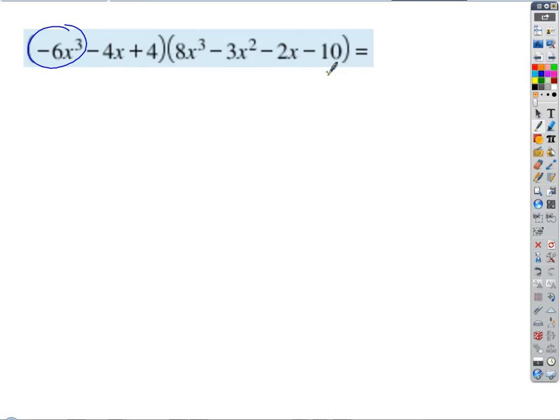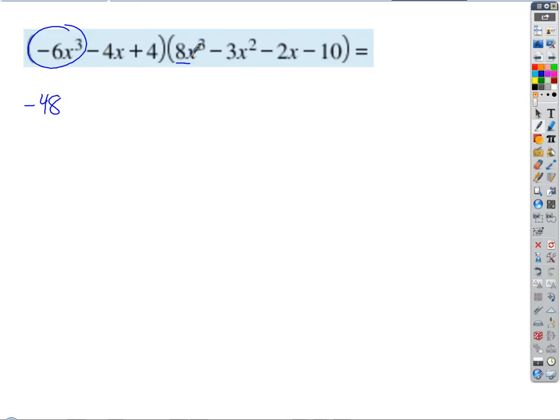Make sure that these polynomials are written in standard form, so the biggest power of x comes first. And then what am I going to get when I distribute the negative 6x cubed, for example, to the first term on the right? Negative 6 times positive 8 is going to give me a negative 48. What about the variable part? What's x cubed times x cubed? X to the 6th, isn't it?